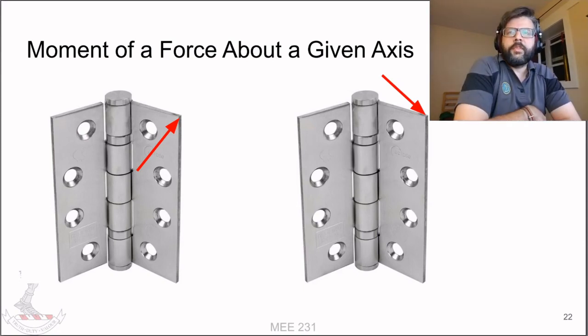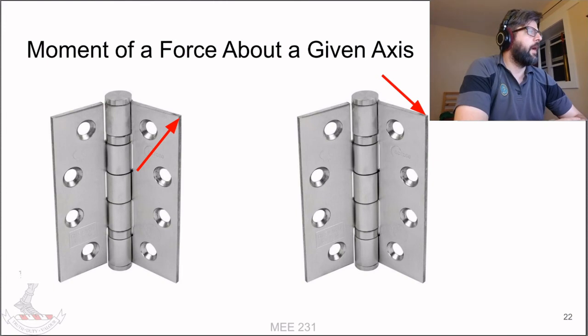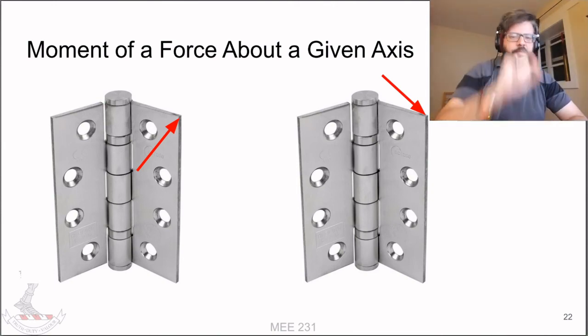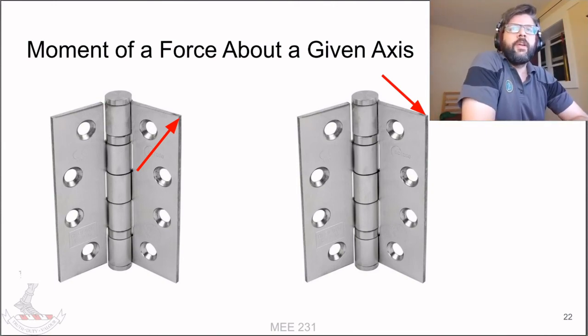Okay, so we've talked a lot about moments about a point, but what if we want to figure out how a force would cause a moment about a particular axis? A fine example here is a hinge. It's not just a single point we're rotating around. It's a series of points that are in a line.